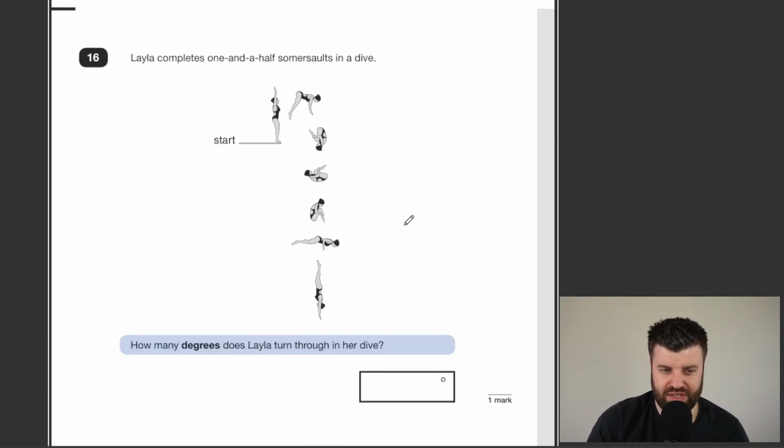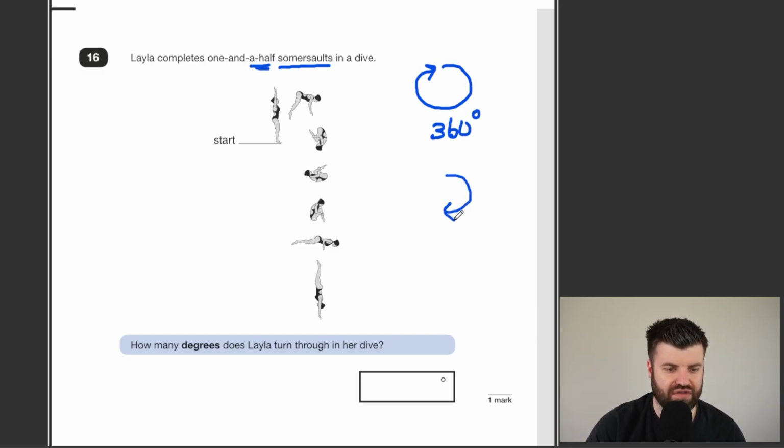Layla completes 1.5 somersaults in a dive. How many degrees has she turned through? So 1.5 somersault. A somersault would be a full turn. And we know a full turn is 360 degrees. Then she did a half. So when she was at the top, she did another half. Well, what's half of 360?